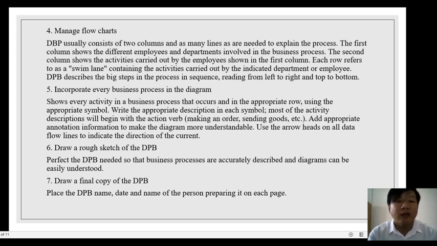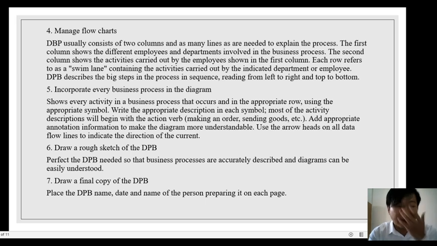5. Incorporate every business process in the diagram. Show every activity in a business process that occurs in the appropriate row using the appropriate symbol. Write the appropriate description in each symbol. Most activity descriptions will begin with an action word. Add appropriate annotation information to make the diagram more understandable. Use arrowheads on all data flow lines to indicate the direction of the flow.